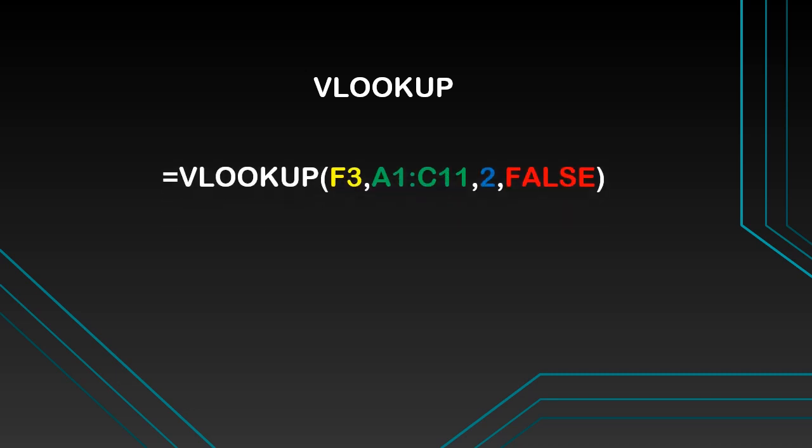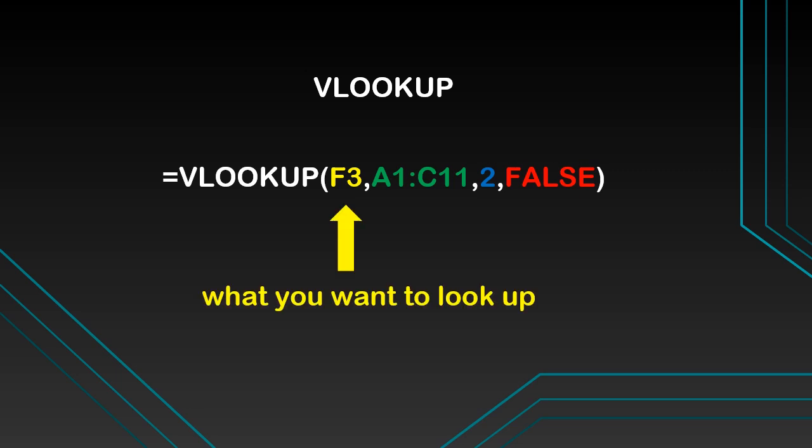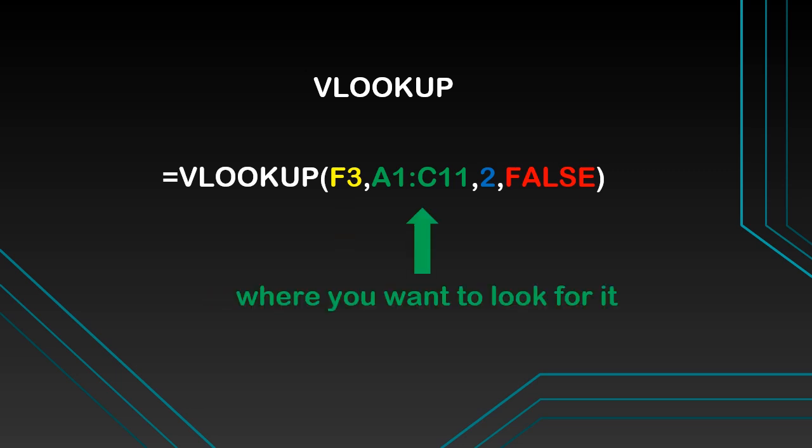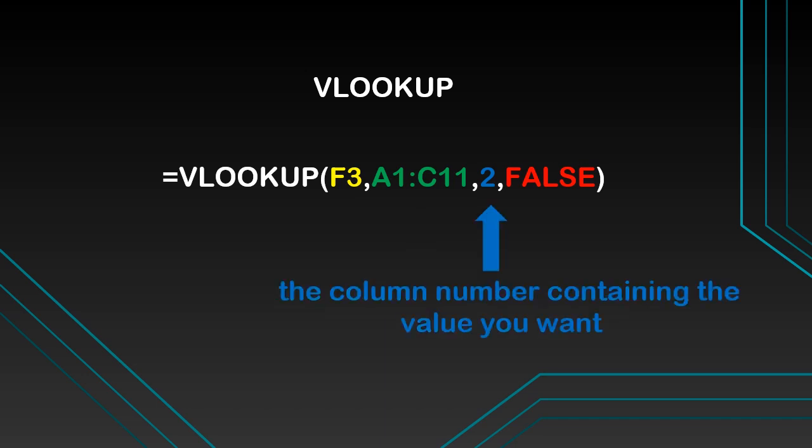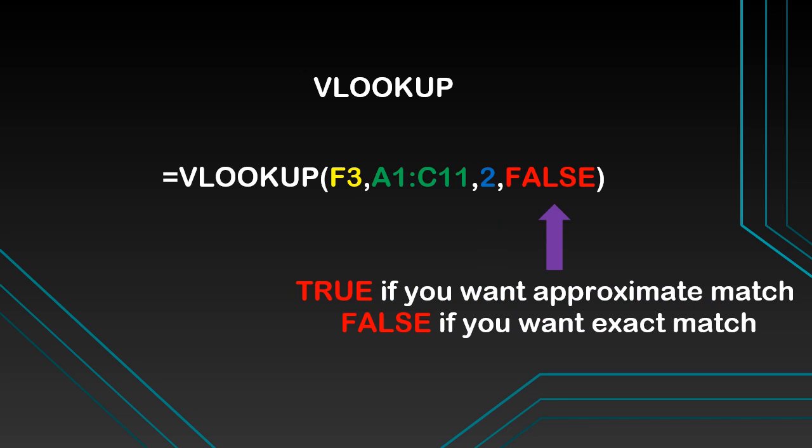Vlookup is very simple and easy to learn. All you need is 4 things. What you want to look up. Where you want to look for it. The column number containing the value you want. And lastly, type true if you want approximate match or false if you want exact match.